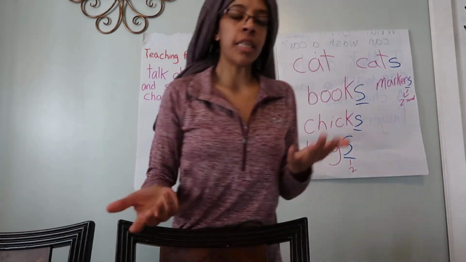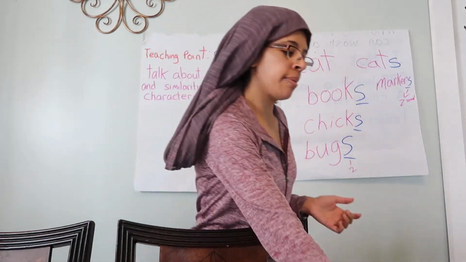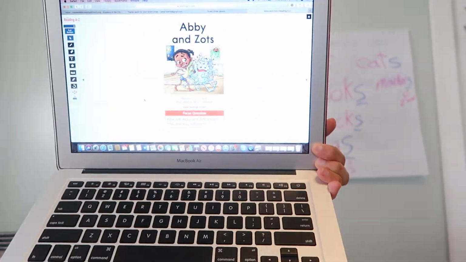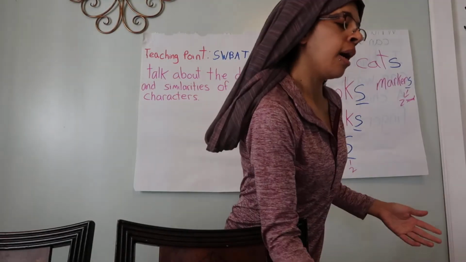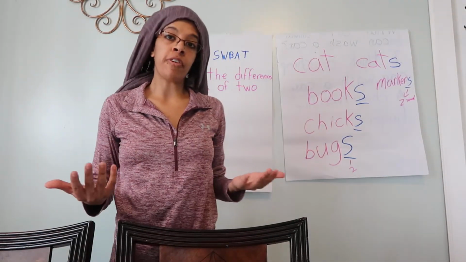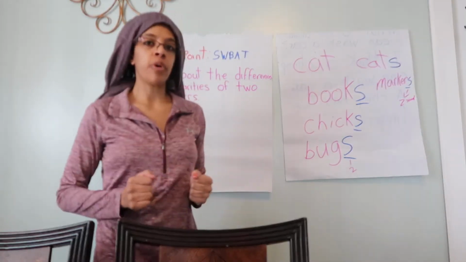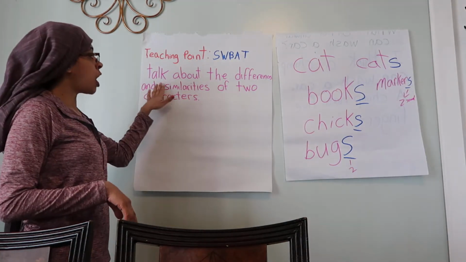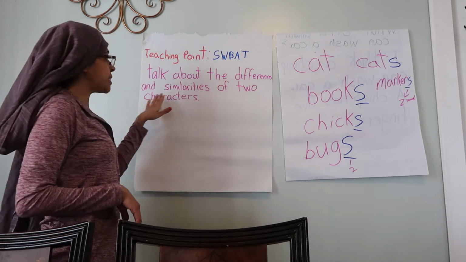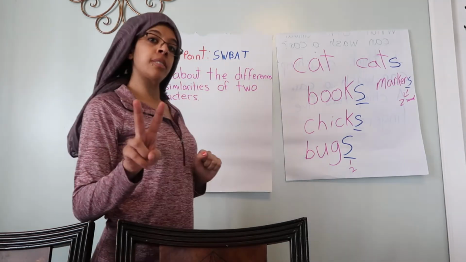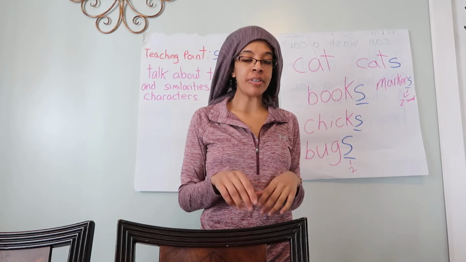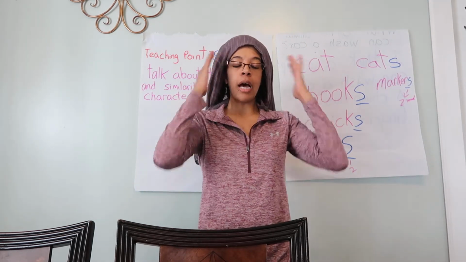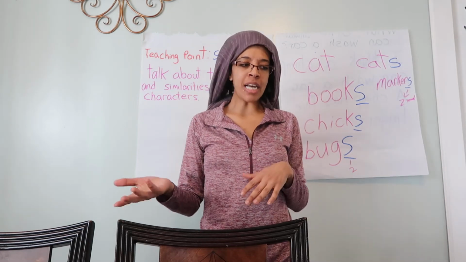So one thing I want us to think about today when we're reading, let me just pull up the story, Abby and Zots, is how Abby and Zots are different from each other. And that's our teaching point today. Today, boys and girls, you're going to be able to talk about the differences and the similarities of two characters. Because our story only has two characters, Abby and Zots. So while we're reading the story, I want you to think about, how is Abby different from Zots?